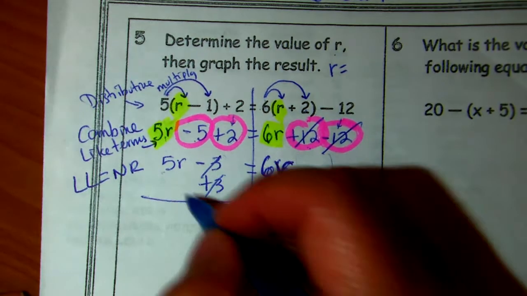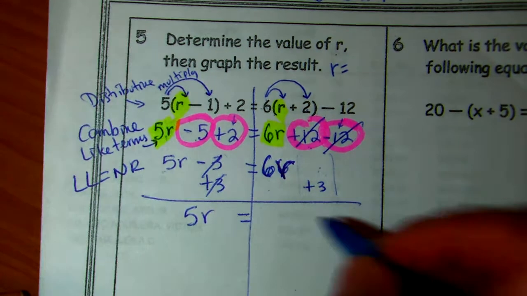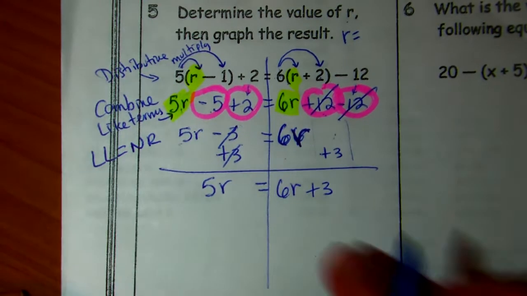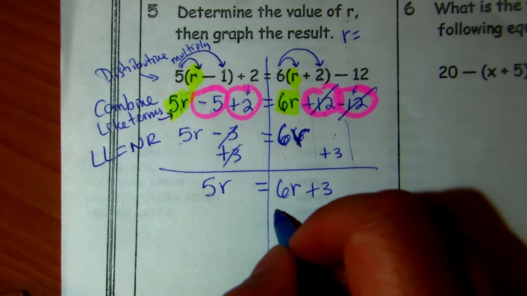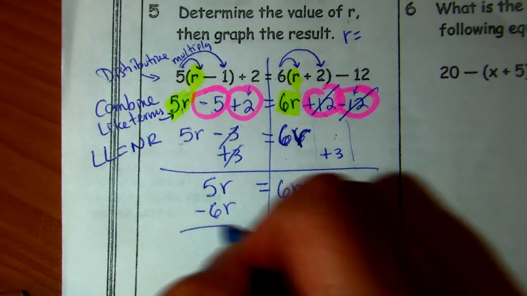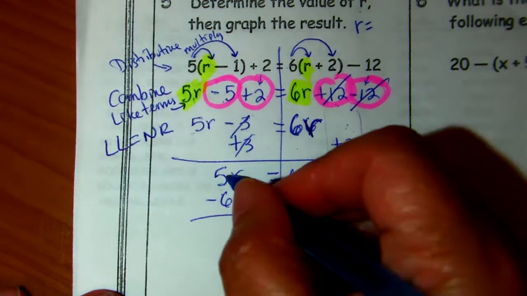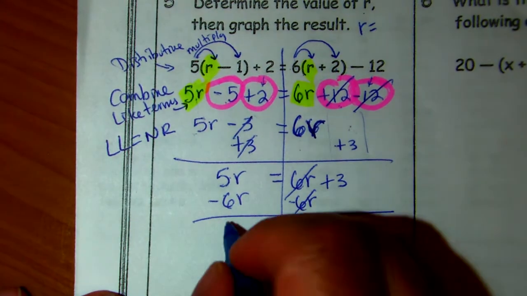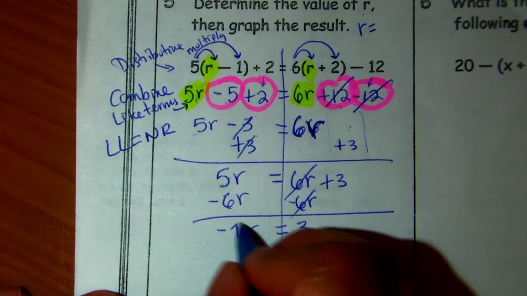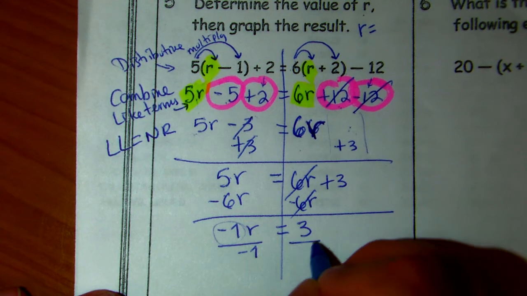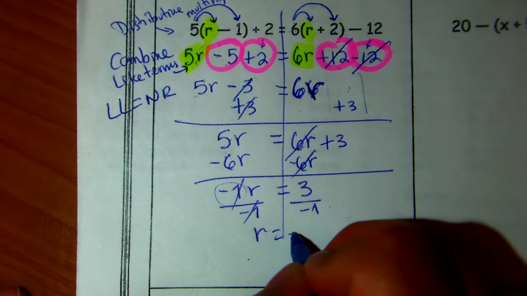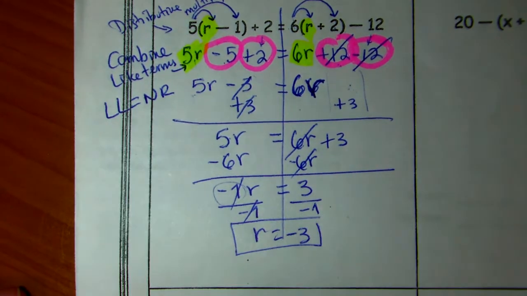Okay, these two cancel out. Bring down the 5R equals. Bring down 6R and bring down the 3 plus 3. Letters to the left. I still have this letter over here. I'm going to subtract here and subtract over here. These two get canceled. 5 minus 6 gives you -1R, and this equals 3. I don't want the -1 right here, so what I'm going to do, divide by -1, cancel out, and R equals -3, and this is our answer.